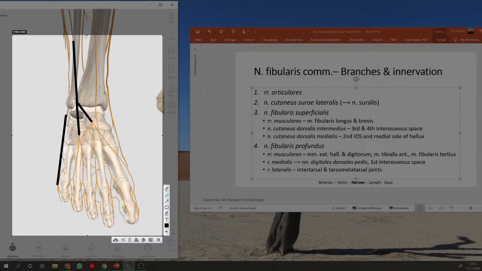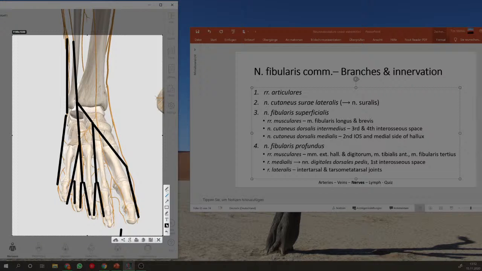Now, this was easy, but what is a little bit more difficult is nervus cutaneus dorsalis medialis, because it will supply the second interosseous space completely, but it will actually not supply the first interosseous space. However, it will cross over to the medial side and supply the medial side of the foot. So keep this in mind. This is important. The skin of the first interosseous space is not innervated by nervus fibularis superficialis, but by nervus fibularis profundus.